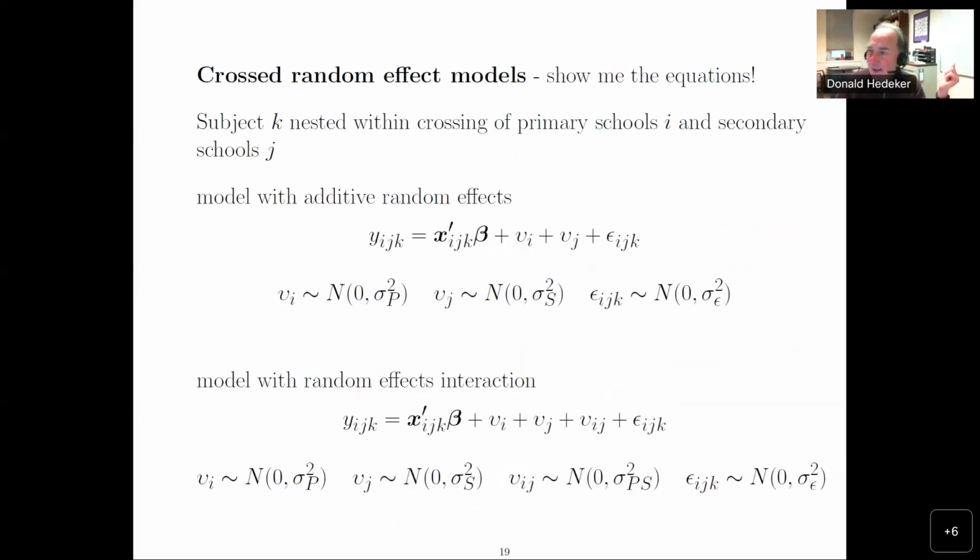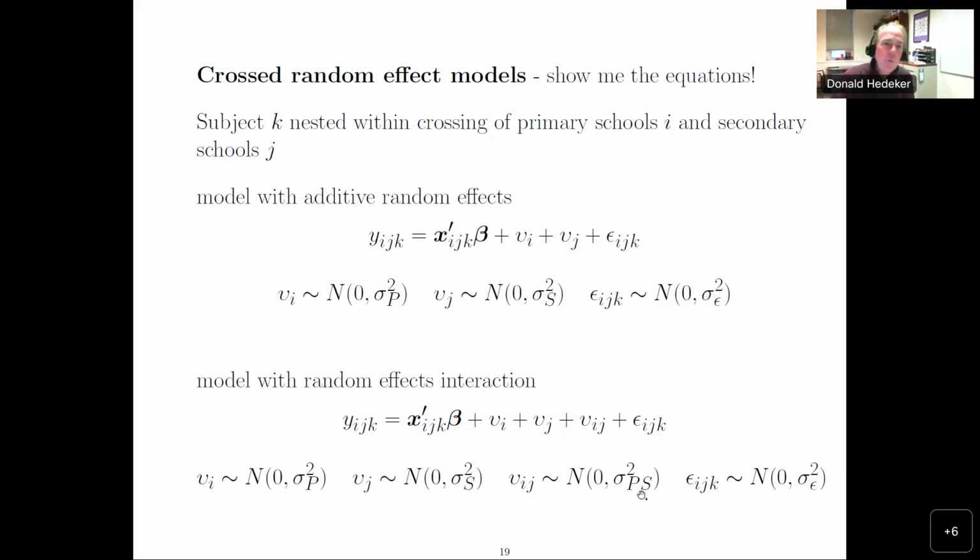This just shows the equations. I know many of you want to see the equations, right? Show me the equations, right? So this just shows the equations here for the model with additive random effects. Okay, so here in terms of the notation, I have students K nested within the crossing of primary schools I and secondary schools J. Okay, so we have covariates here in the model. They could be at any of these three levels, and they could be cross-level interactions. And then we have these two clusters, and they each have their own specific variance parameters, as does the residual variance. And then when we add in the interaction, we have an additional variance parameter, the crossing, or sorry, the interaction of primary and secondary schools in this case.